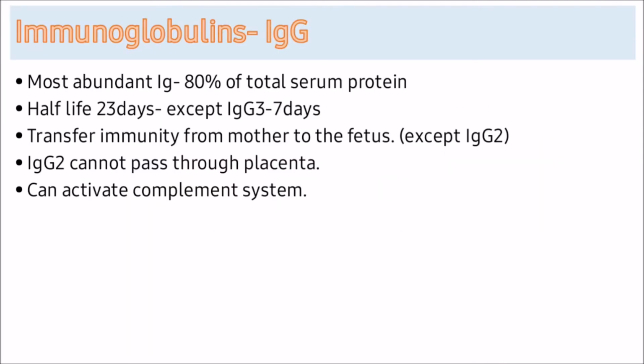Coming to our first immunoglobulin, we will discuss it briefly. IgG is the most abundant immunoglobulin in our total serum protein, approximately 80%. So the maximum concentration of immunoglobulin is IgG, and the half life of this immunoglobulin is also the highest among all the immunoglobulins. It is approximately 23 days, except IgG3, which has 7 days of half life.